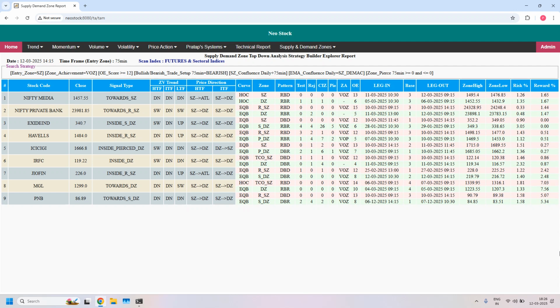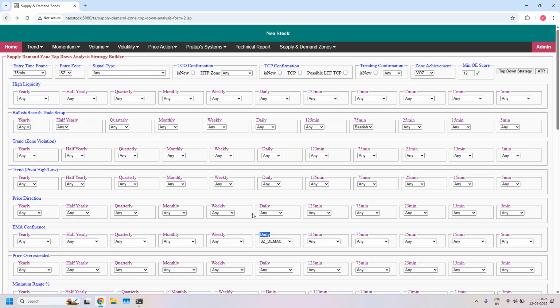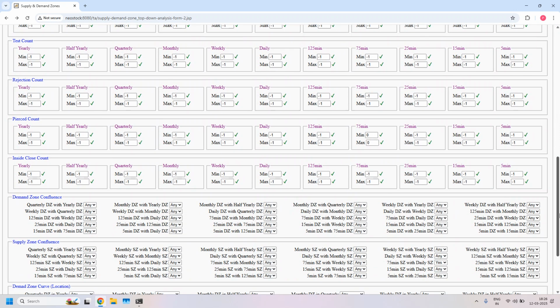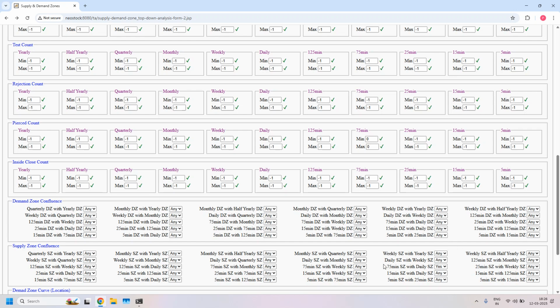Okay, this is LTF, ITF supply zone confluence and ITF EMA confluence. Next we will look into LTF, ITF and HTF supply zone confluence supported stocks. So I am removing the ITF EMA filter. In the supply zone confluence, we should set 3 filters. The first filter is already enabled. Second, 75 minute supply zone with weekly supply zone confluence and a daily supply zone with weekly supply zone confluence.